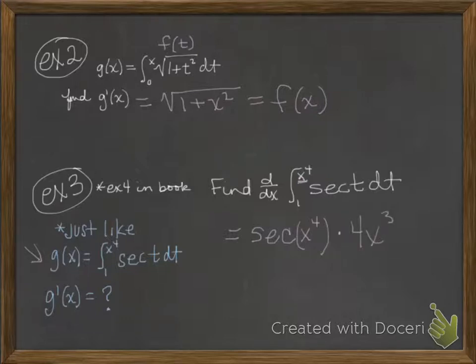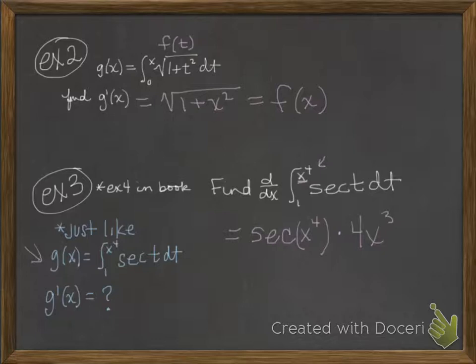If you want the full explanation of why you do that, you're going to need to look at example 4 on page 390 in your book. You can plug in a u for this x to the 4th power and use the chain rule that way. But since we've never used the chain rule with the u for the function, just know that when you have an upper limit of integration that's not just a plain old x, you're going to use the chain rule.